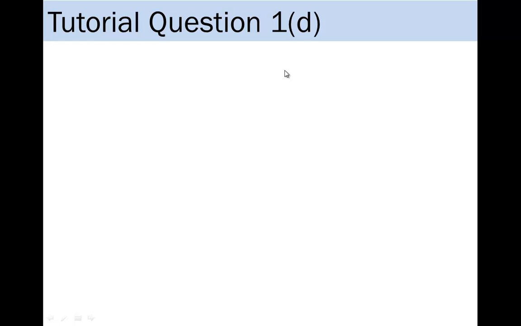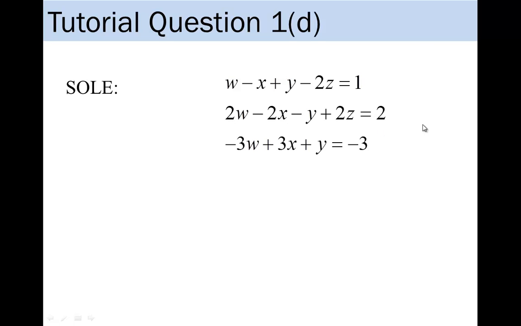In this video, we will be looking at question 1D of the tutorial and exploring what will happen when we are faced with a system of linear equations which looks as follows. If we look at this system, we find that we have, in fact, three equations, but we have four unknowns, namely w, x, y, and z.